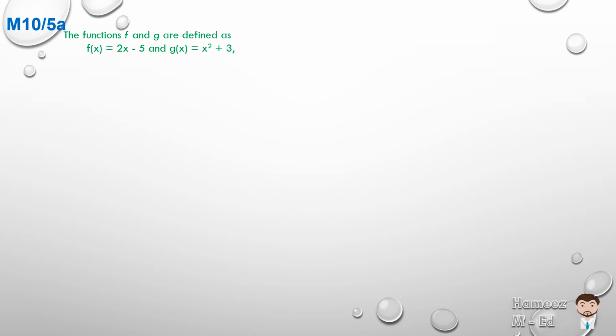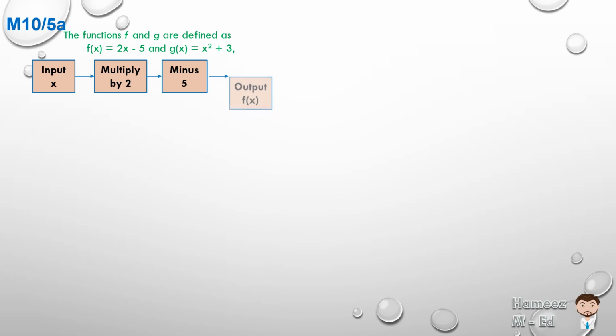May 2010, number 5a. The functions f and g are defined as f of x is equal to 2x minus 5, the same function as what we had in the last question, and g of x is equal to x squared plus 3. So we can draw our flowcharts again, so students can get a better understanding of what's happening. So let's start with the pink ones to represent f of x. So the input is x, and if we're going 2x minus 5, it means we're multiplying by 2 first. We're taking x and we're multiplying by 2, and then we're minusing 5, and our answer will be our output.